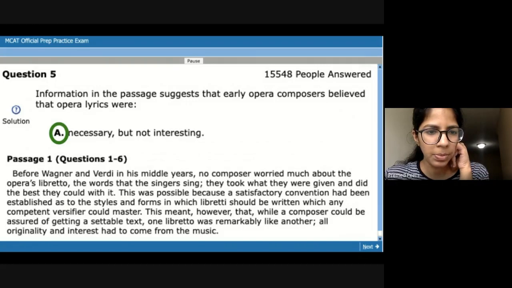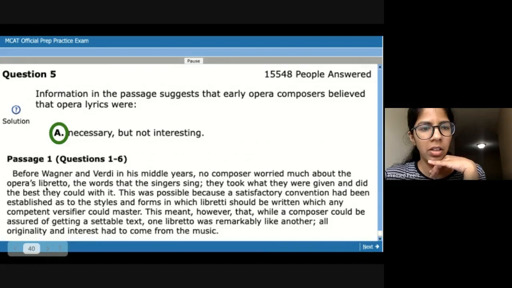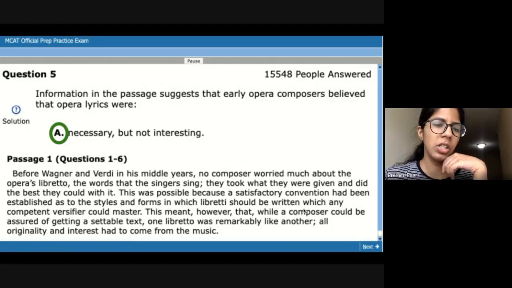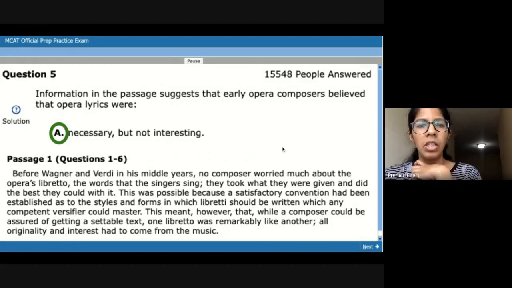No composer worried much about the libretto, the words that the singer sang. They took what they were given and did the best they could do with it. So one libretto was remarkably like another, all originality and interest had to come from the music. So it's just like a component that was there, but they weren't really utilizing it to differentiate different operas or add any kind of interest to the piece.